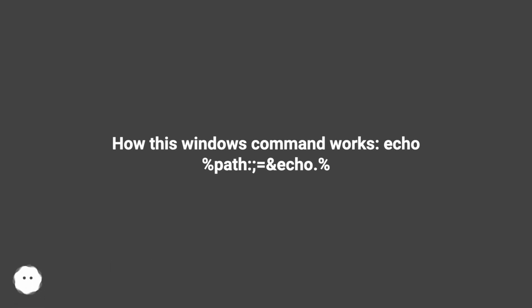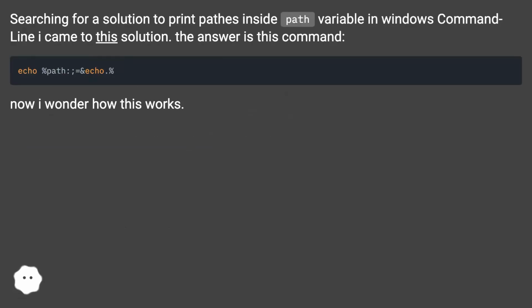How this Windows command works: echo %path:;=&echo.%. Searching for a solution to print paths inside the path variable in the Windows command line, I came to this solution. The answer is this command. Now I wonder how this works.